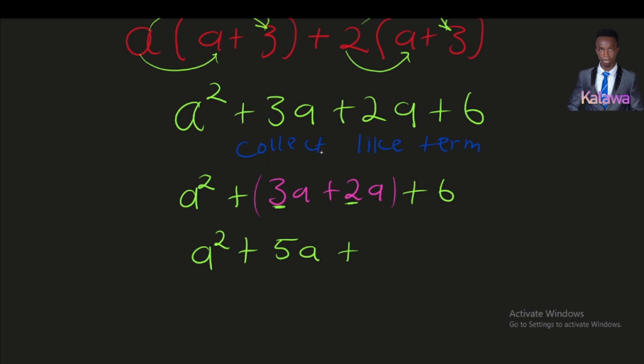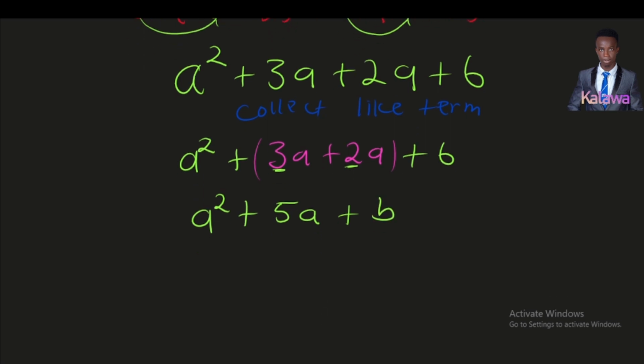plus 6. So this is the simplest form. These ones, they are not like terms. This a squared and just a, they are not like terms.